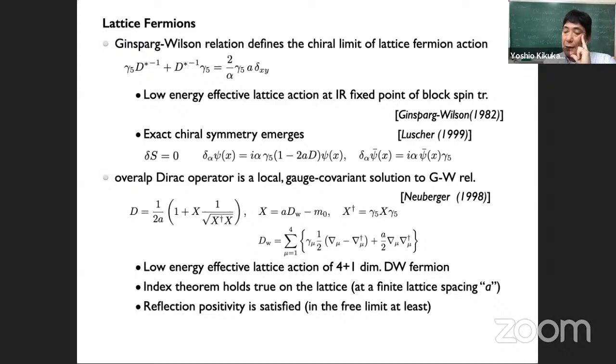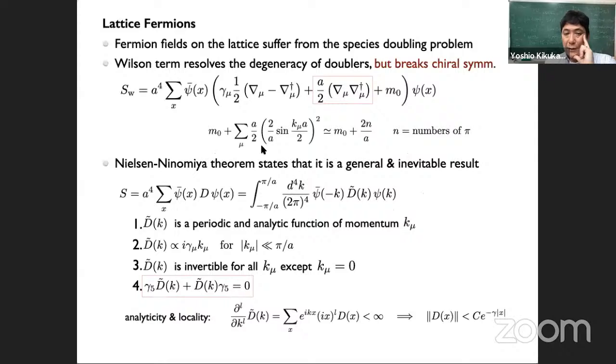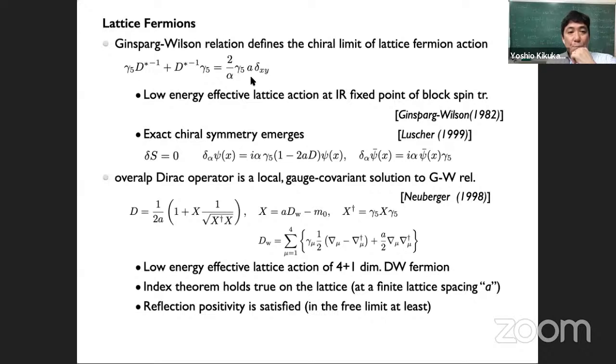So in this way, we can specify when a lattice Dirac operator satisfies the chiral symmetry on the lattice. Even though the Nielsen-Ninomiya theorem tells us that chiral symmetry in this sense must be broken, we can establish the chiral limit by imposing this condition. And there we can define the chiral transformation in a consistent manner. As long as D is local, this transformation is local. So chiral symmetry can be defined. So this is the Ginsparg-Wilson relation. And the so-called overlap Dirac operator is a local gauge covariant solution to this Ginsparg-Wilson relation. And this is explicitly given by this formula here.